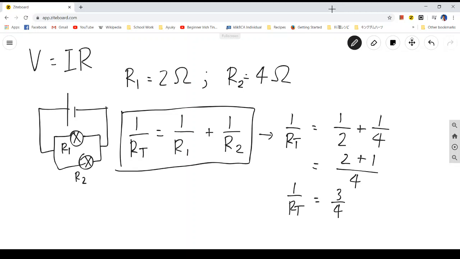So in order to find RT, let me just zoom out a little bit here. I'm sorry, oops, sorry for the disturbance. Okay, so let me just zoom out a bit here. How do I zoom out?